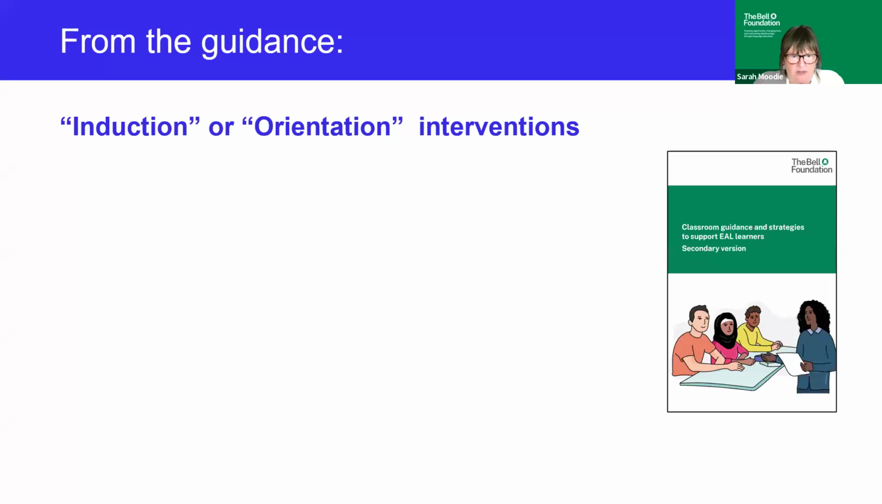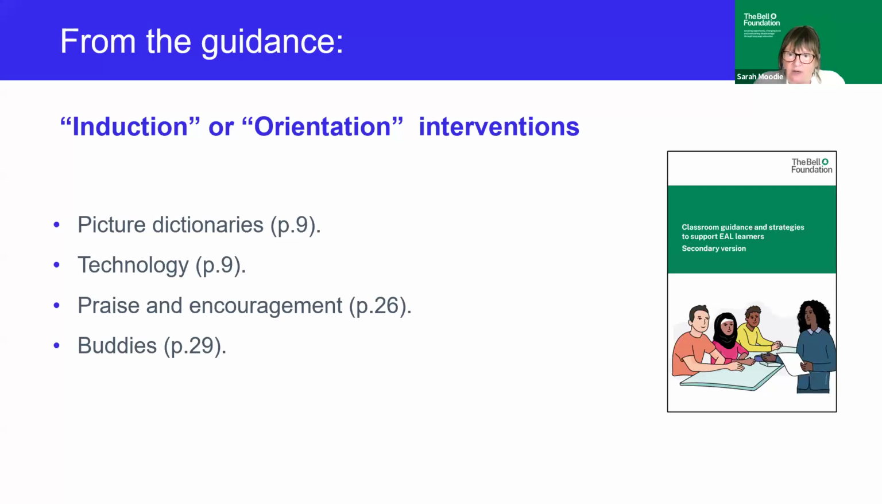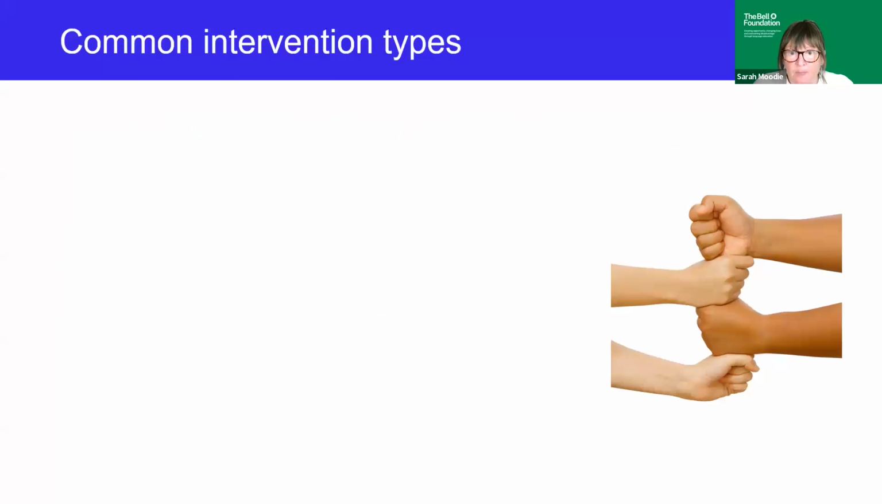So in the guidance, you have things like providing picture dictionaries to help with vocabulary development. You have things like exploring how best to use technology, depending on the learner's proficiency. You've got things about praise and encouragement, making sure the learner has sympathetic and welcoming buddies with whom to spend breaks. All of those might make part of your induction or orientation interventions and be bits of the guidance that you might want to read.